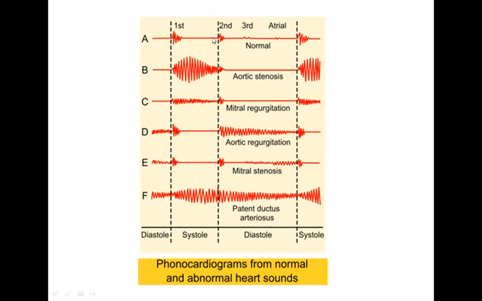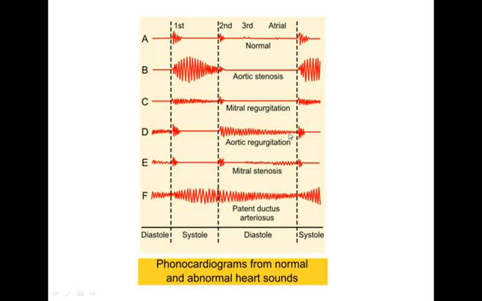This is a normal heart sound, lub, dub, lub, dub. This murmur is in between first and second sound, so it's a systolic murmur with a diamond shape, so aortic stenosis can give rise to this kind of murmur. And mitral regurgitation murmur, you can see it's a systolic murmur, again not harsh like the aortic stenosis murmur. Aortic regurgitation, here you can see it's a diastolic murmur.